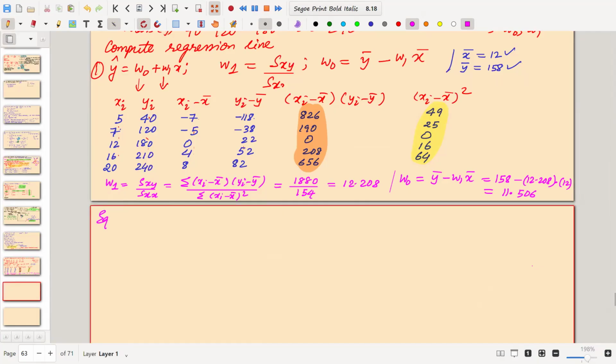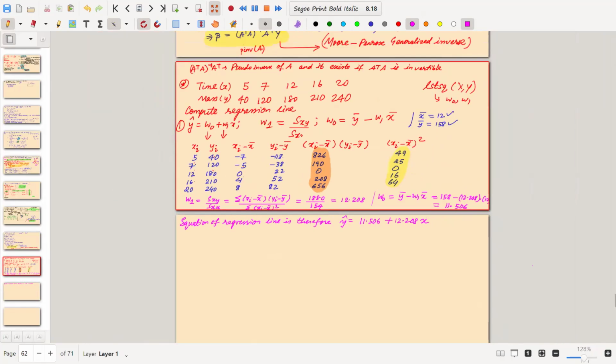So your equation of regression line therefore is, y cap equal to W0. What is W0? 11.506 plus W1. What is W1? 12.208x. So this is your regression line. This is your regression line.